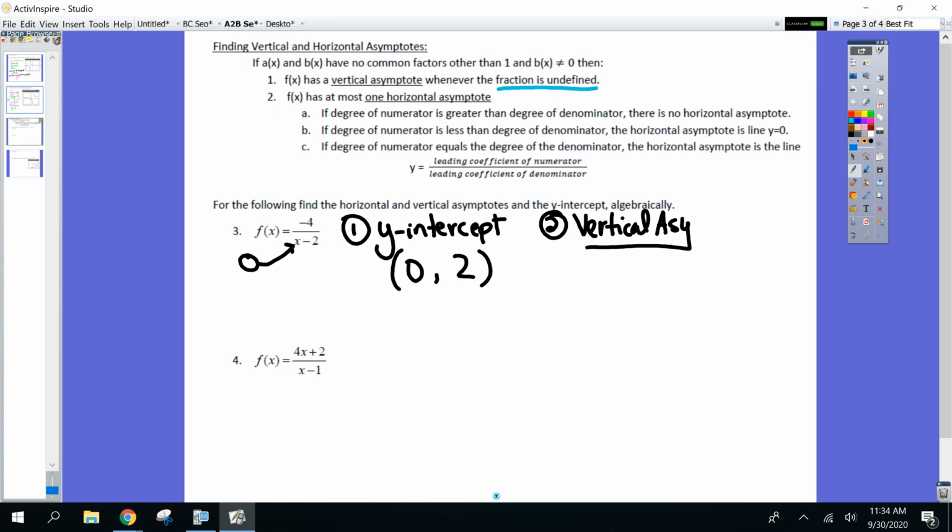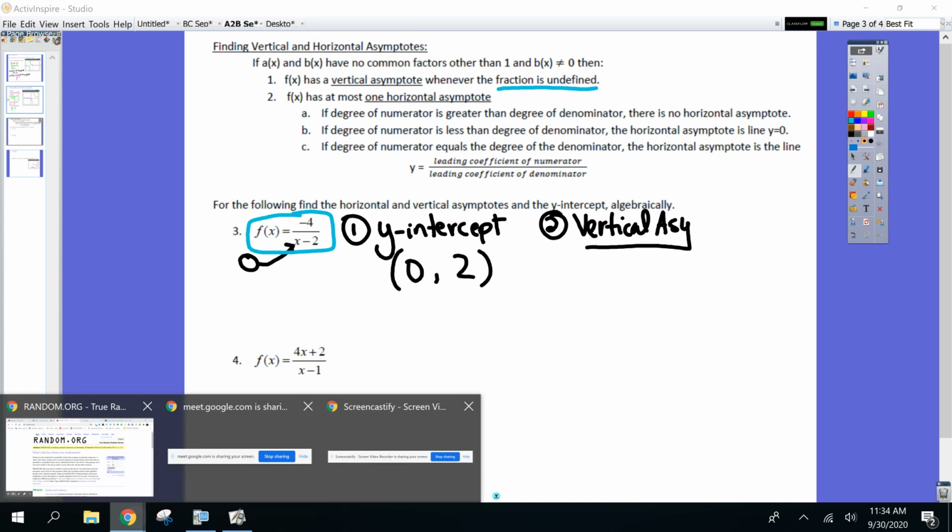Where is this fraction undefined? We've gone over undefined before. What does undefined mean? I need what in the denominator? 0. So what number could I plug in for x that would make 0 in the denominator there?